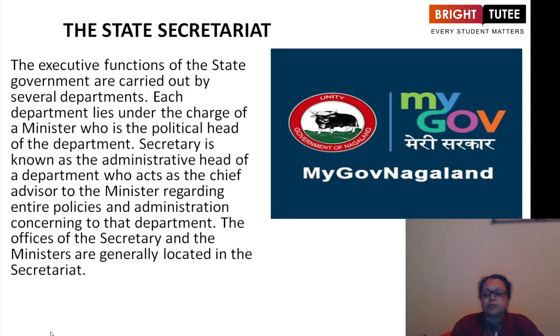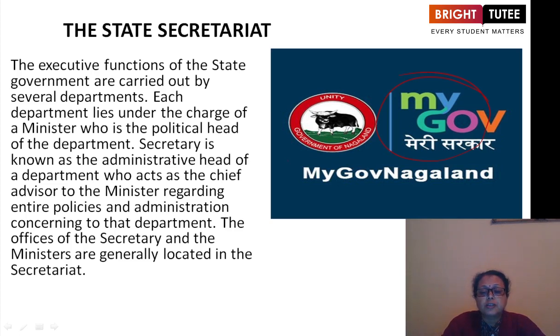The secretariat, the most important thing. This is the picture I have just taken from the government site of Nagaland. This is the secretariat. The executive functions of the state are carried out by several departments. In the previous slide, we discussed that the different departments and different portfolios are there, and ministers are appointed to take care of them. Each department lies under the charge of a minister who is the political head of the department.